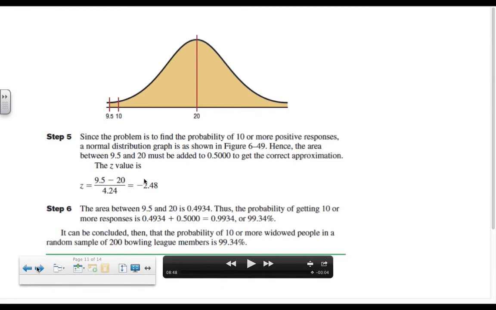So we do 9.5 to find the z-score, minus 20 over 4.24 equals negative 2.48. So we find the z-score for this. The z-score is negative 2.48. The probability in the chart is 0.4934. I have to add to it this 0.5, so I get 99.34%. So it was a huge number. See you tomorrow.